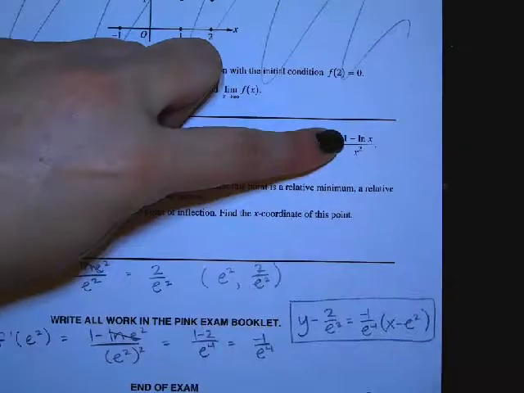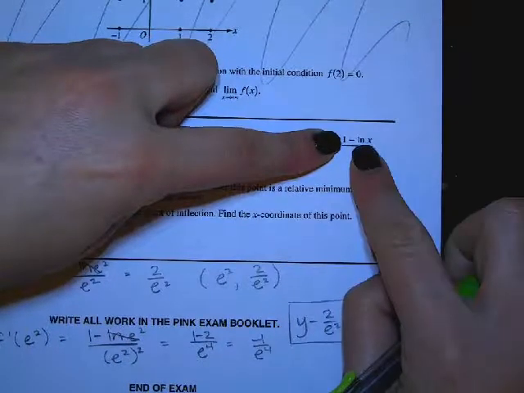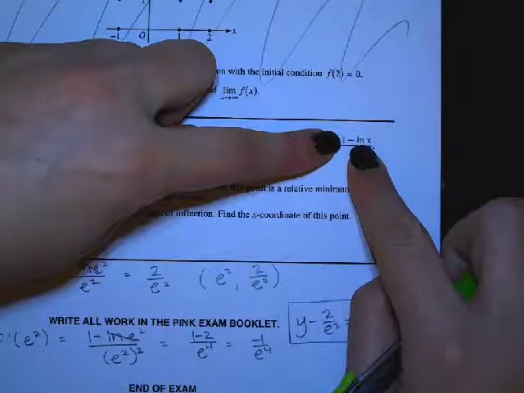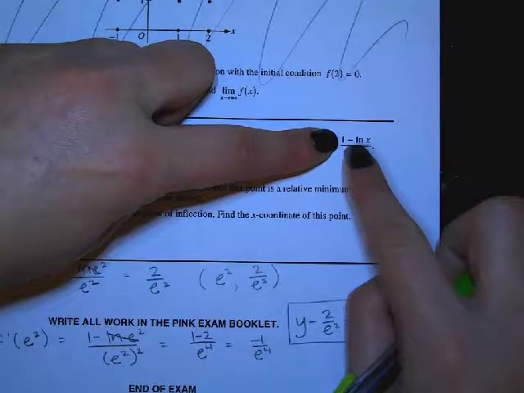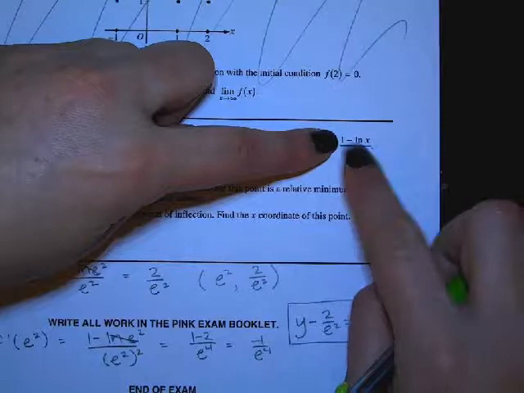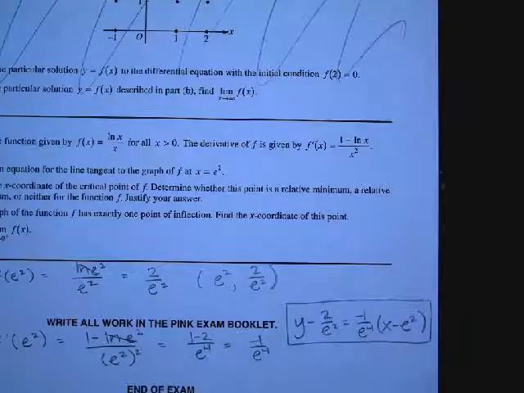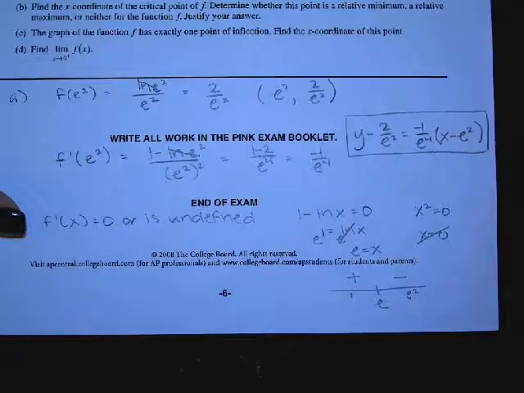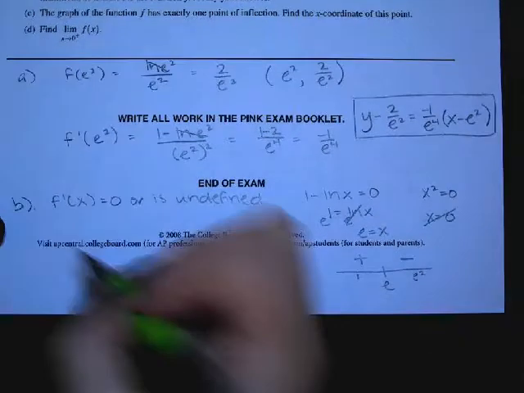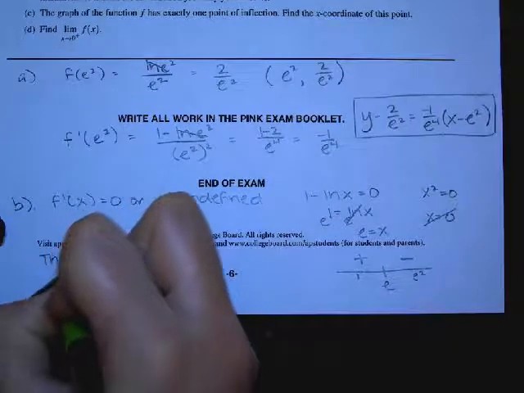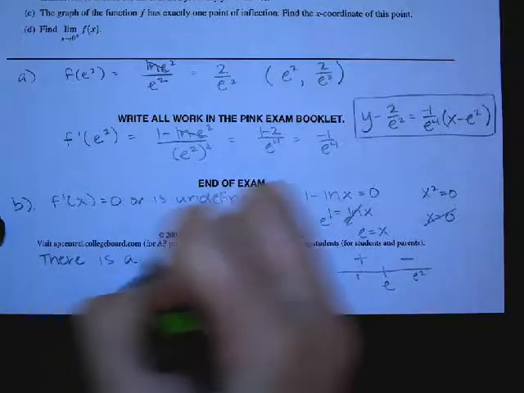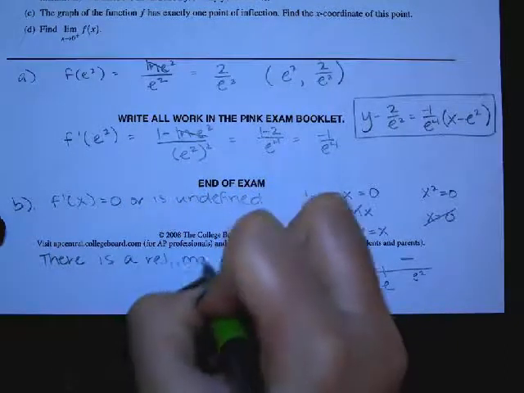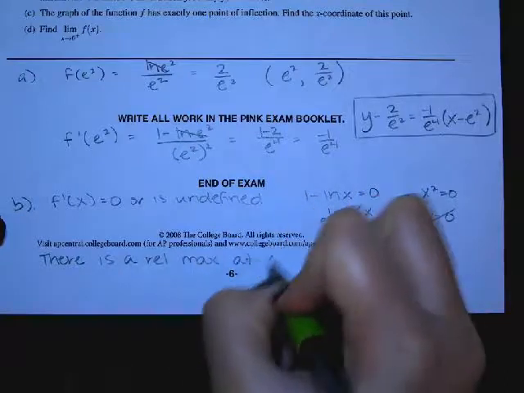If I plug it into the derivative, I have 1 minus ln 1. Ln 1 is 0, so I have 1 minus 0 over 1 squared. So I've got 1 over 1 squared, which is just 1. That's positive. Okay, so I'm going to say that there is a relative max at x equals e.